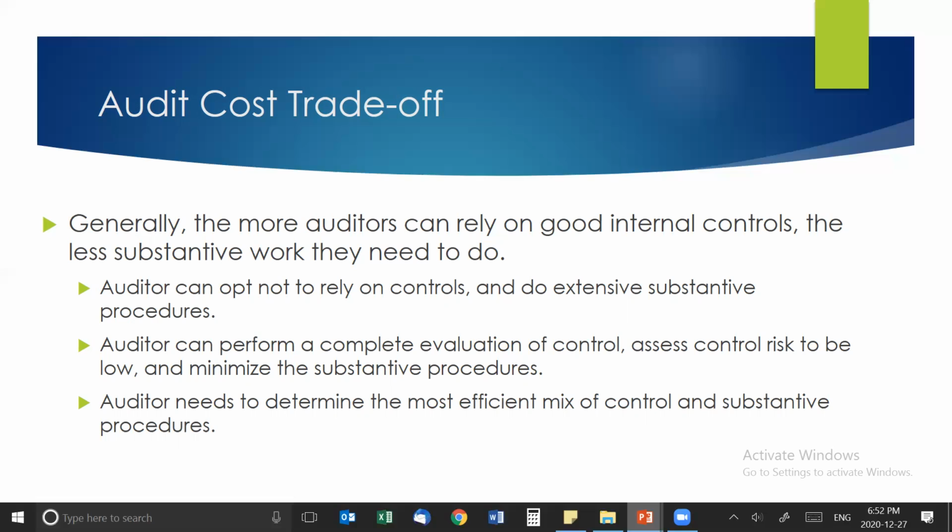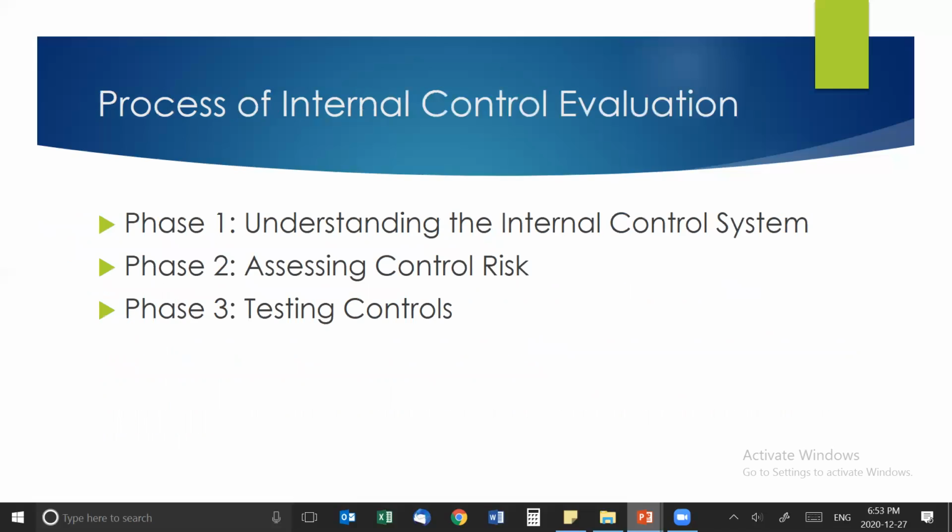If auditors perform a complete evaluation of control, assess control risk to be low, and do internal control testing, they can minimize their substantive procedures. The most efficient mix of testing is control testing and substantive procedures, but you can only do control testing if the controls seem like they're strong. So you can't do that in every situation.